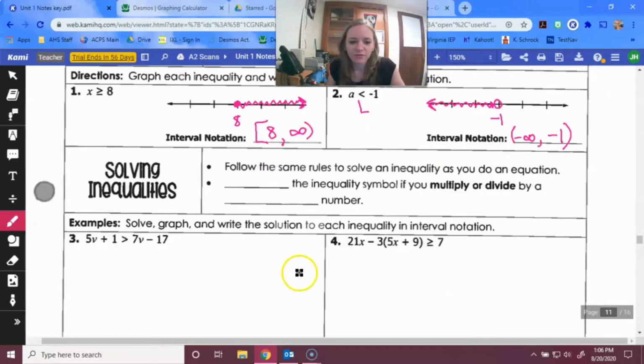Now for solving inequalities, very similar to what we did last section, solving equations. Follow the same rules as you would with an equation. One additional thing to note is you will have to switch the inequality symbol if you multiply or divide by a negative number. Hopefully you remember that. I know you've been taught that.